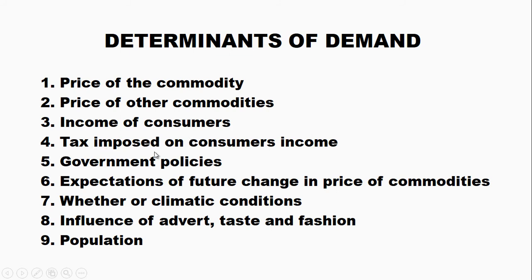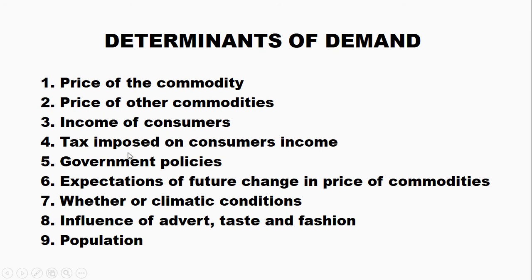Number four, we have tax imposed on consumers' income. The higher the tax, the lesser the disposable income of consumers, which means that tax determines the purchasing power of consumers. If tax increases, quantity demanded will reduce because disposable income of consumers has reduced. And if tax reduces, disposable income will increase, and quantity demanded by consumers will also increase.